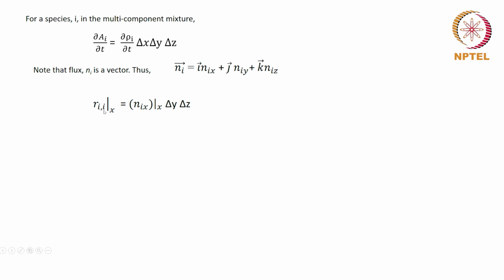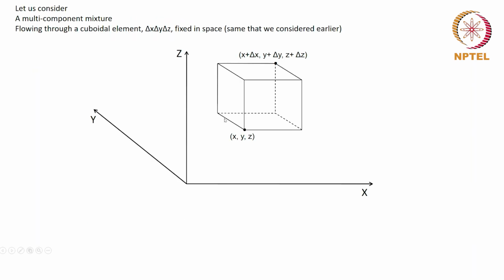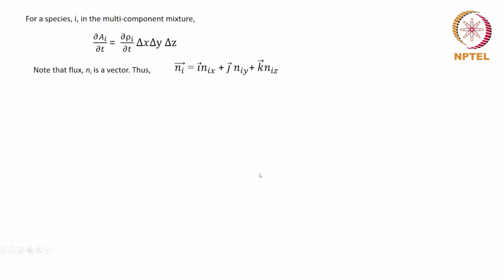So, input rate of i at x is nothing but the mass flux of i at x times the area, because we need mass rate. Flux times the area is the rate, and therefore, mass flux times the area. What is the area again? Just to recall, this is the x direction, this is the face at which it enters, the face area is nothing but delta y, delta z, and therefore, we have the flux times delta y, delta z.